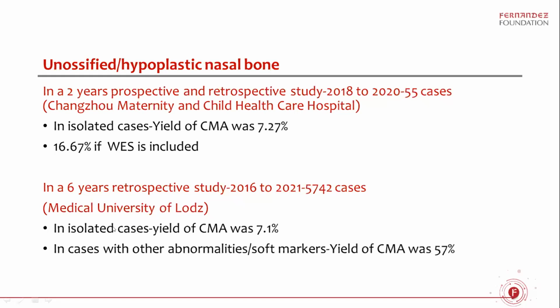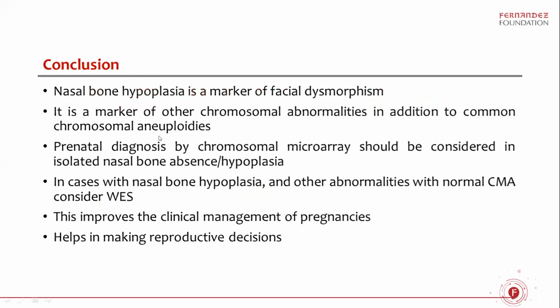So based on this study, they found that in isolated cases, the yield of CMA is 7.1%. In cases with other abnormalities or soft markers, the yield was 57%. So coming to the conclusion, nasal bone hypoplasia is a marker of facial dysmorphism. In addition to common chromosomal aneuploidies, it is a marker for other copy number variations in chromosomes. So prenatal diagnosis by chromosomal microarray should be considered in cases with even isolated nasal bone absence or hypoplasia.